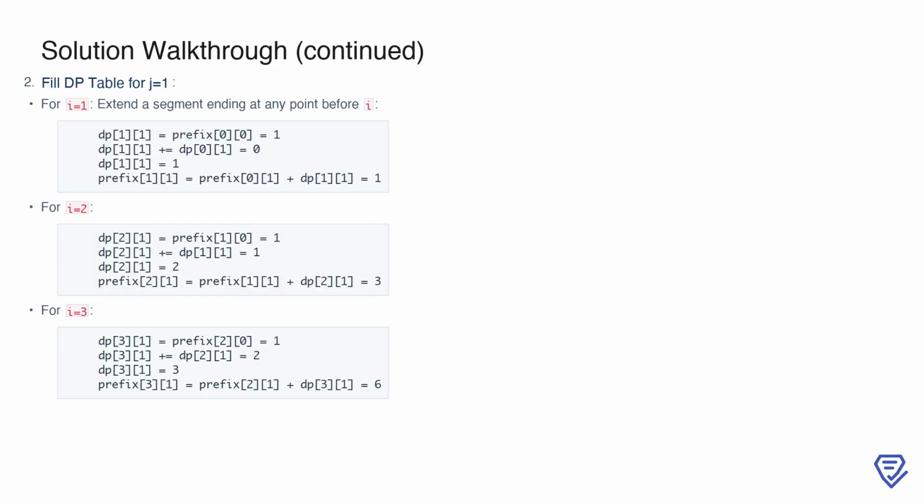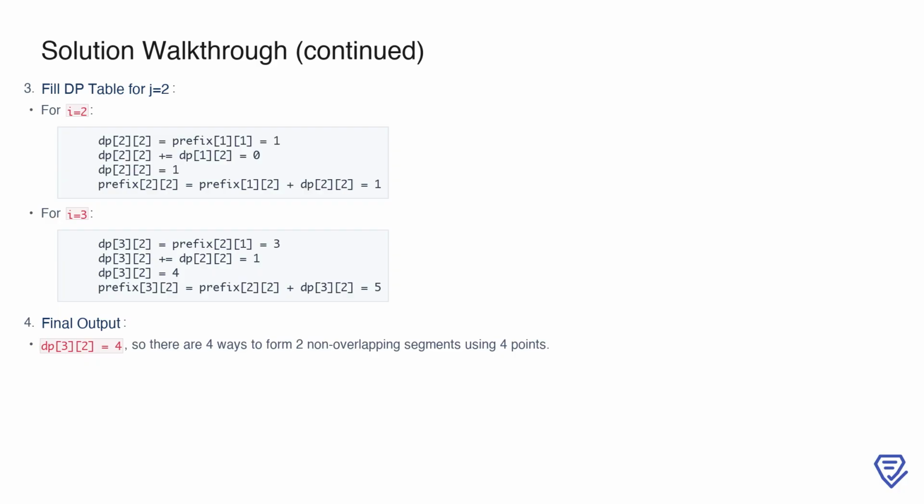By the end of this step, the dp table reflects all possible ways to form one segment using up to 4 points. Next, we calculate for j equals 2, where we aim to form 2 non-overlapping segments. For i equals 2, we extend segments using the prefix sum of dp[1][1], resulting in dp[2][2] equals 1. At i equals 3, we use the prefix sum of dp[2][1], and add any valid configurations from dp[2][2]. This gives dp[3][2] equals 4, which represents the number of ways to form 2 segments using up to 3 points.